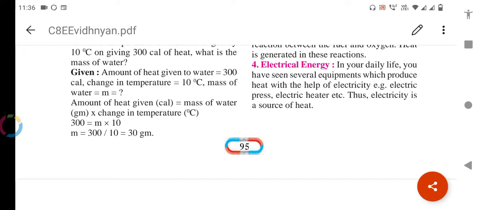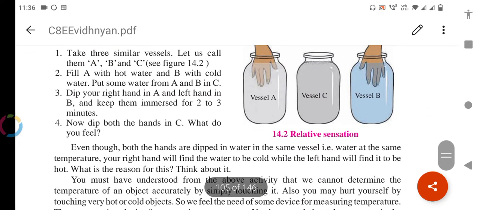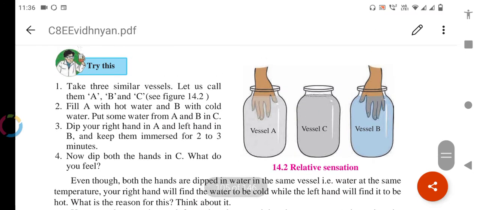Last time we had learned sources of heat. Okay, today I am going to teach you what is the relative sensation. See, there is an activity. There are three jars. Take three similar vessels. Let us call them A, B, and C.